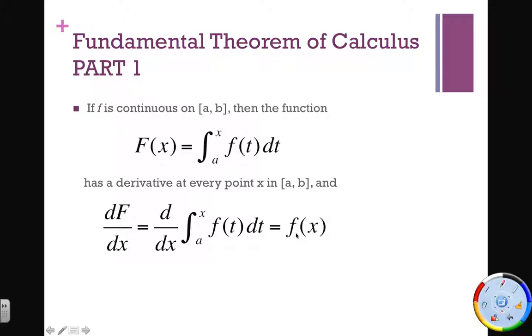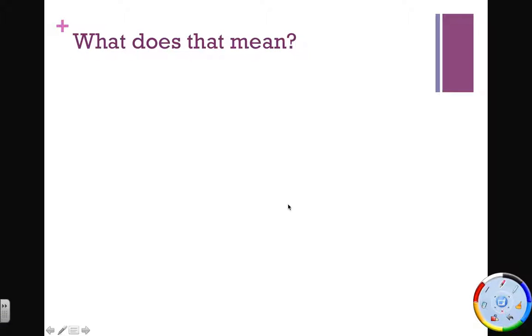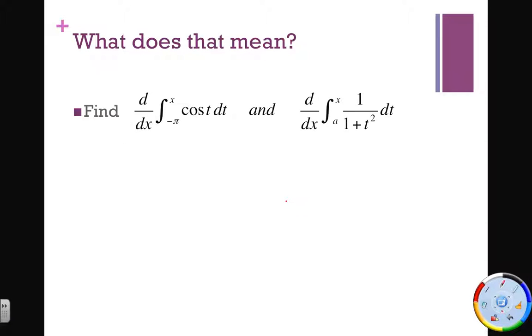I'm pretty sure I have an example up here. All right, so get this written down. We will see what this looks like in a second here. So what does this mean? Good question. I'm glad every single one of you asked that. All right, so what does this mean? We can find the derivative of these integrals by doing a very simple thing.